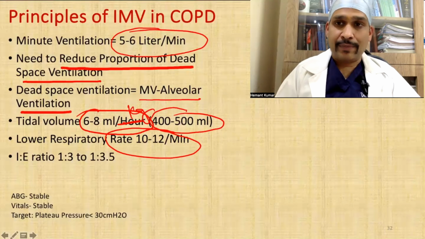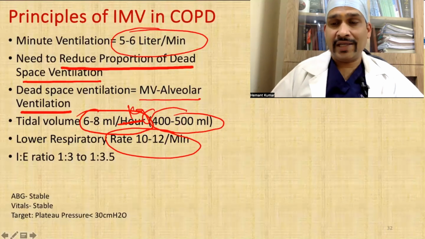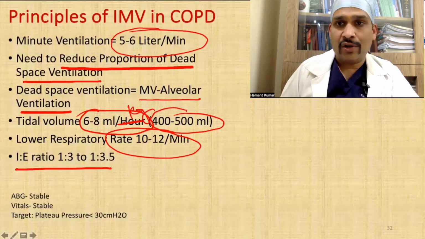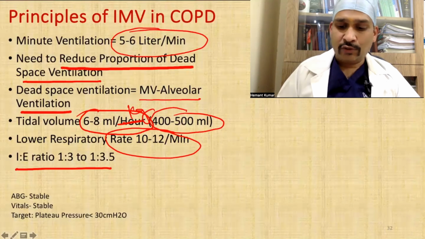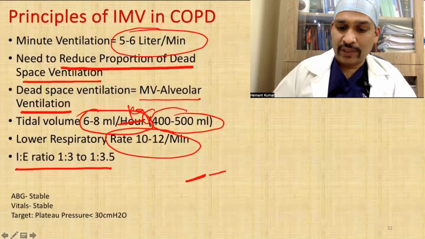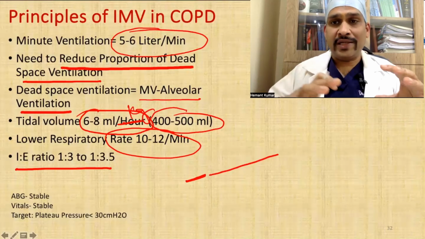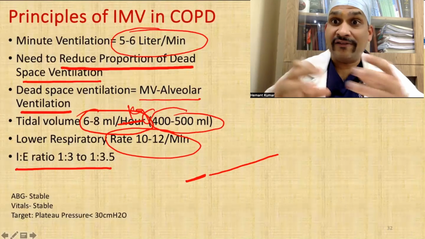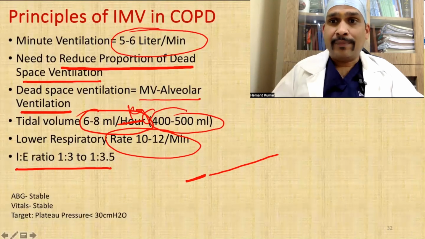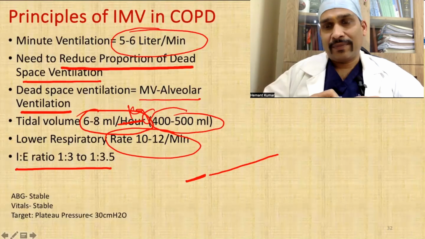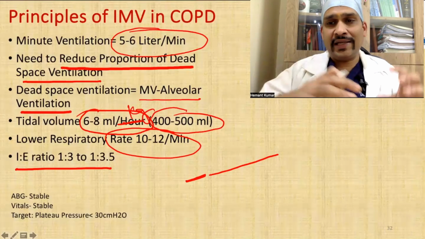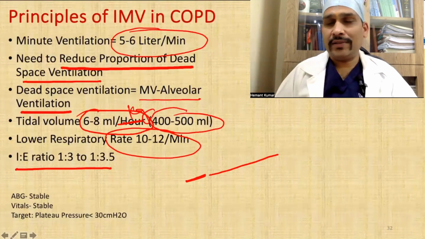And the second thing is, by keeping respiratory rate low, we can increase expiratory time. So we have to keep the I:E ratio at 1 is to 3, or 1 is to 3.5. This is the inspiratory phase, and we have to increase the expiratory phase. Because in COPD, as I told you, there is dynamic hyperinflation. So while expiring, the airway gets closed before emptying the alveoli. So we have to increase expiratory time so that the patient can expire his whole alveolar gas.